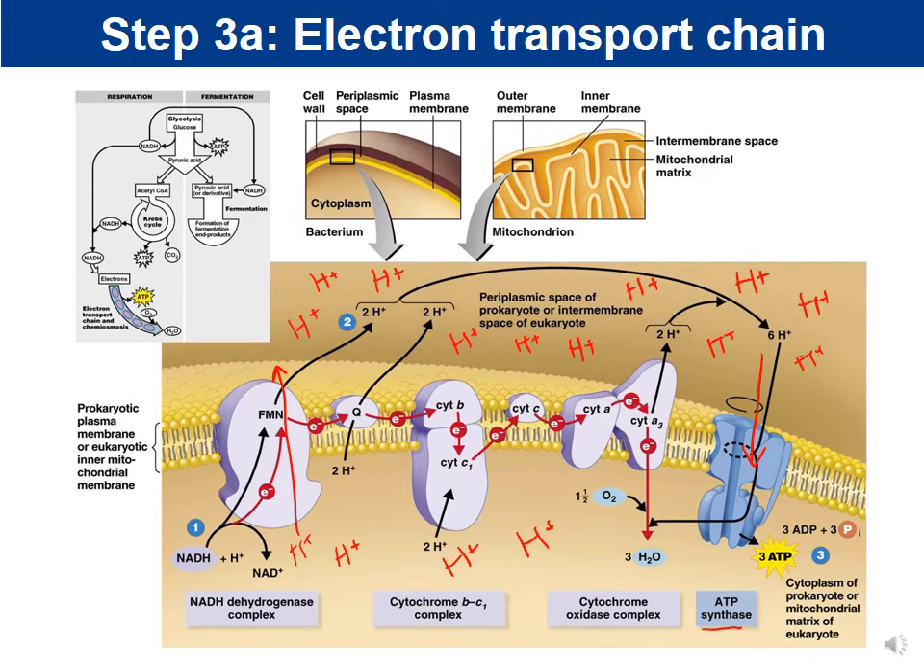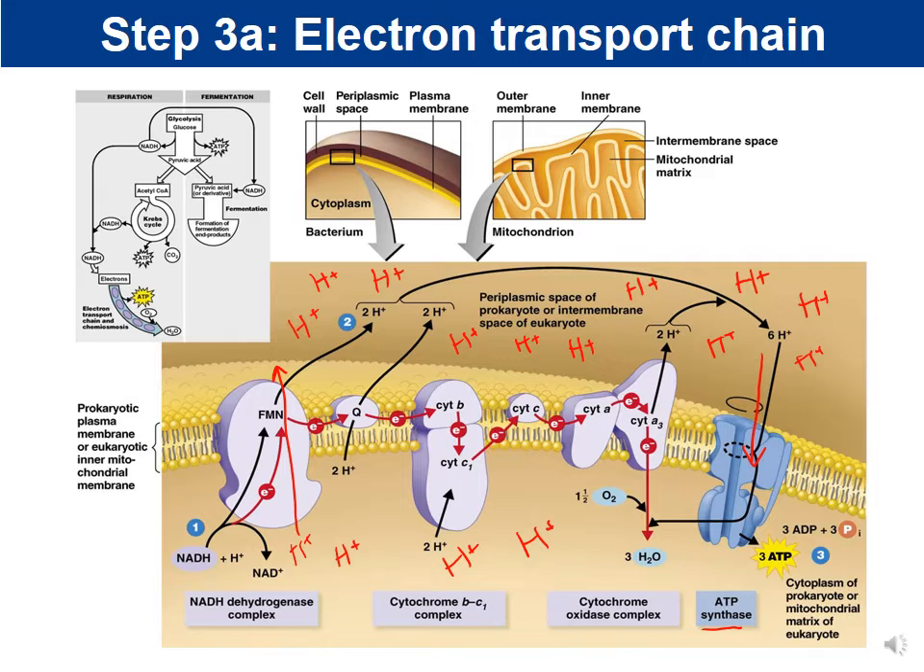And when they go from high to low, that movement is favorable, right? Things want to go from high to low. That is a spontaneous process. That is energetically favorable. So when the hydrogens go back down the gradient, that movement of hydrogens through ATP synthase causes this rotor to spin.